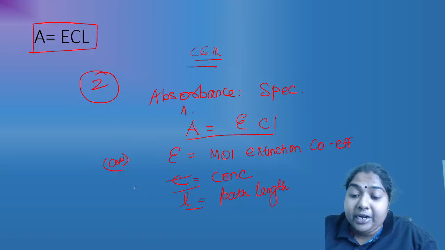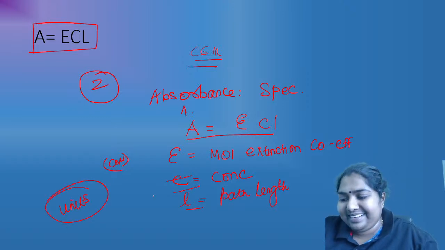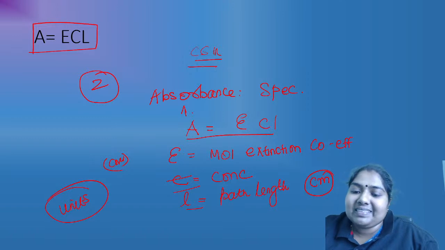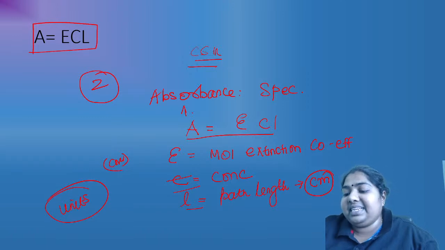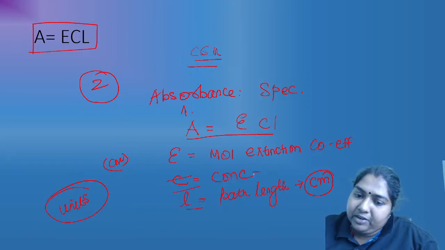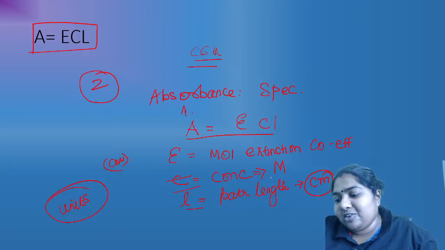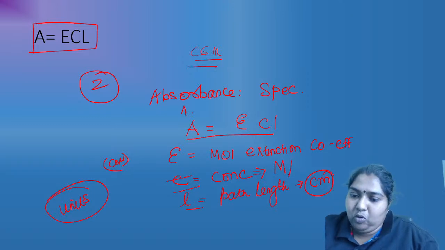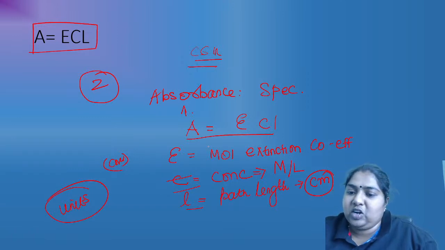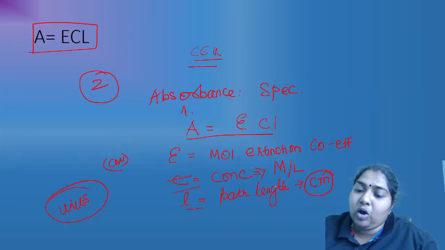One more important component you need to know is the unit. Units are very, very important. As far as the path length is considered, its standard unit is centimeter. And what is the unit for your concentration? It is going to be moles per liter. Epsilon doesn't have any unit. So this is the total formula.